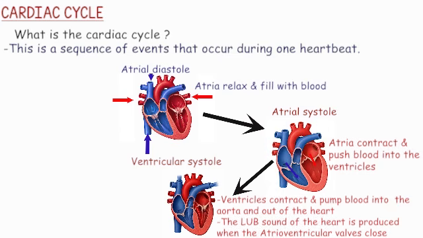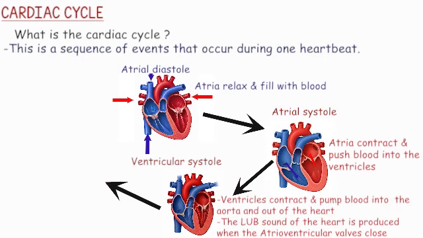Now the closure of those atrioventricular valves produces the first sound of the heartbeat, and that is the lub sound of the lub-dub sound of the heart. So the first sound of the heart, the lub sound, is produced when the atrioventricular valves close during ventricular systole. So what you need to remember on ventricular systole is that the ventricles contract and pump blood into the aorta and pulmonary artery on the left and right side of the heart respectively.